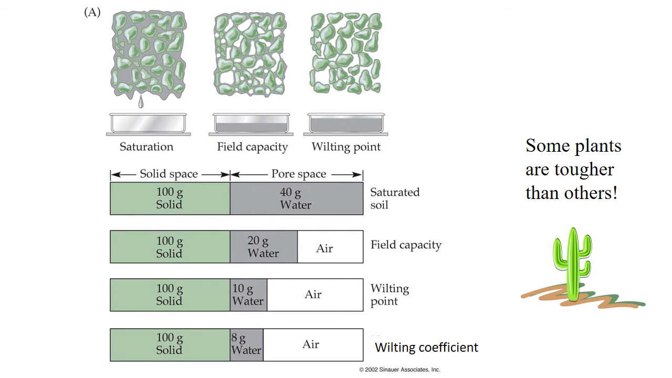Now, the proportions of minerals and organic solid materials with water and air at this point where plants start to wilt and die is called the wilting coefficient of that soil type. So in this example, we're looking at an average silty loam, but the wilting coefficient will be very different in soils of different types. What you also need to remember, though, is that plants that are native to different soil types respond differently to these conditions. In other words, some plants, like these cacti, for example, are tougher than others.